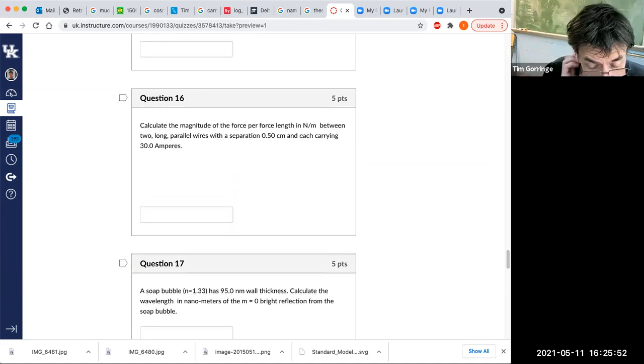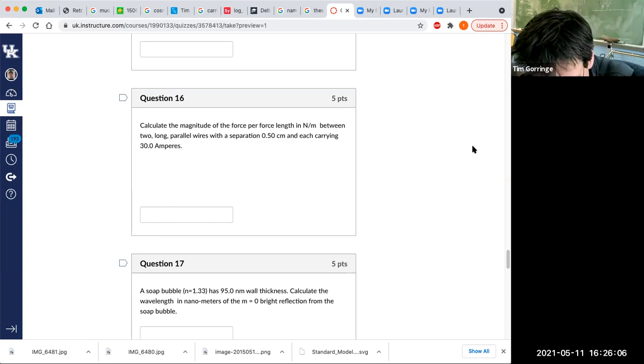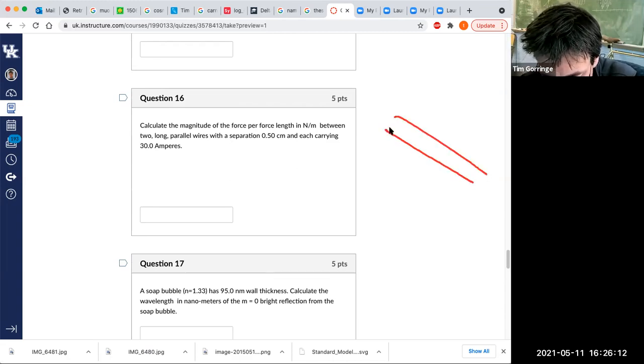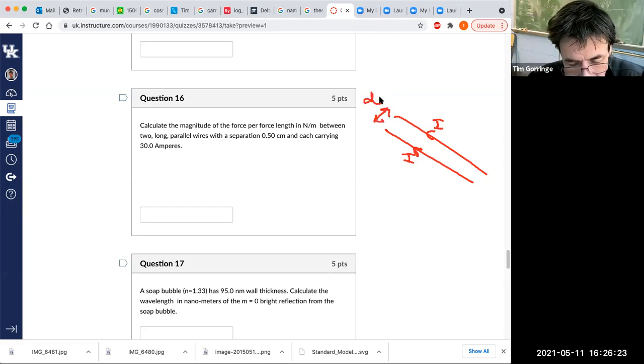Okay, question 16. Calculate the magnitude of the force per unit length between two long straight current carrying wires that are parallel to one another. So this is an arrangement where you've got, let me just draw it. Here's a wire, here's a wire. They're both carrying currents. In this case, they're the same currents. They're separated by some distance. Let's call it D. And we've got to figure out the force between these two current carrying wires. The force per unit length, the force per meter is what the question asks for.